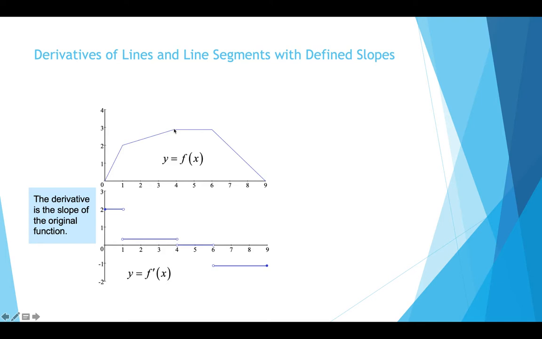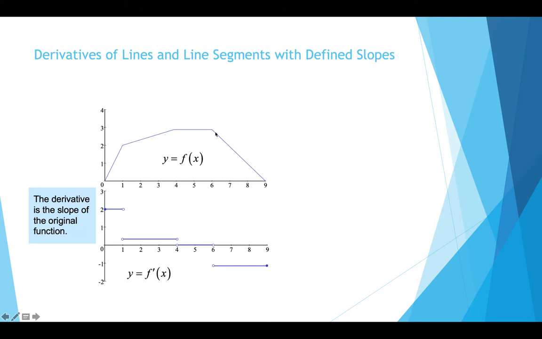Right here we have a constant, which is a horizontal line segment, which has a slope of 0. So here's its derivative, with the equation y equals 0 from 4 to 6.